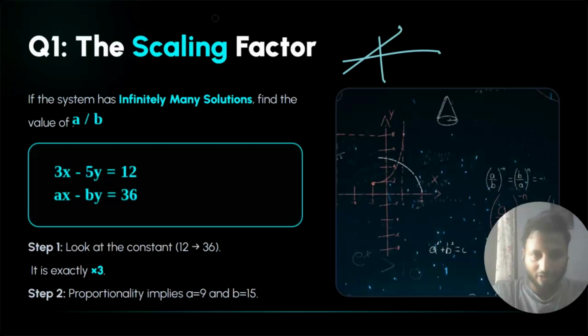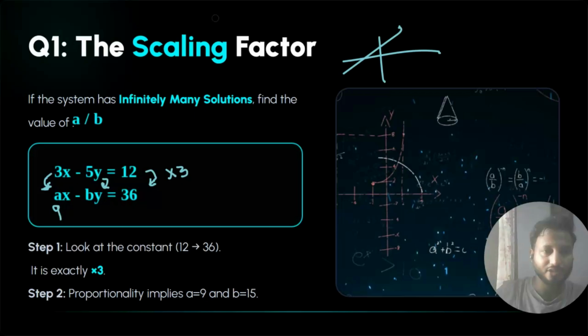Correct? So if I look at the constant part, 12 is becoming 3 times itself. So this 12, if I multiply it by 3, I'm getting the constant of the second equation. The same logic must apply to the coefficient of x and the coefficient of y, right? So 3 multiplied by 3 should give you a, and 5 multiplied by 3 should give you b. So 3 multiplied by 3 is what? 9. And 5 multiplied by 3 is what? 15. So now we have the values of a and b.